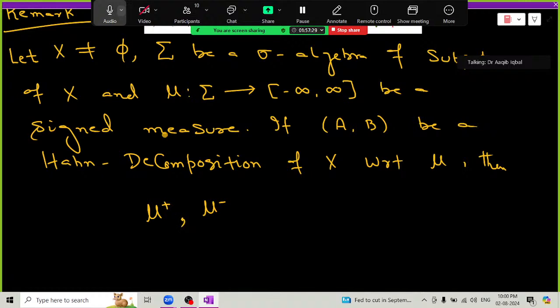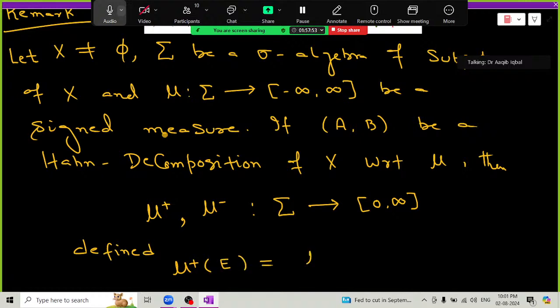Mu plus, mu minus from capital sigma into 0 to infinity, defined by this rule. Mu plus works like this: mu plus when evaluated at e is equal to mu of e intersected with a, and this is true for all the e's in capital sigma.